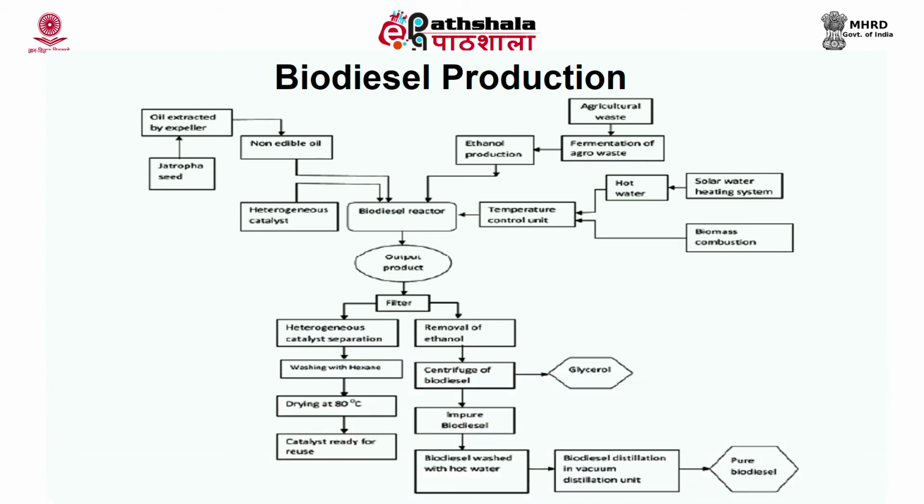This is used for biodiesel production in the biodiesel reactor. Further, it is filtered. The product undergoes heterogeneous or homogeneous catalyst separation, followed by washing, then drying, and the catalyst is reused. The excess ethanol is removed, and you will see the biodiesel in the upper phase. It can be separated by centrifugation, and the glycerol is separated from it. Then this impure biodiesel can be distilled in a vacuum distillation unit, and we will get the pure biodiesel.